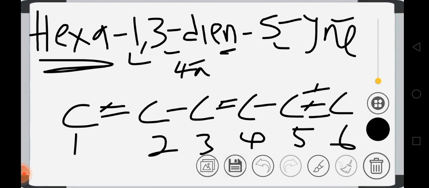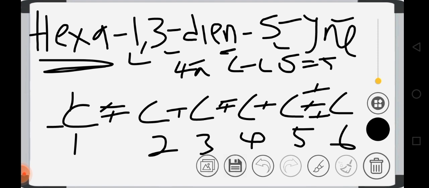That's 4 pi bonds. Then they can ask you how many sigma bonds we have. We have 1, 2, 3, 4, 5. We have carbon-carbon sigma bonds equal to 5. Then what about carbon-hydrogen? Just ensure each carbon has 4 bonds. So on this place, add one more. Add one more to this one, add one more to this, add one more to this. Then this one already has 4, so there's no need to add to that again.